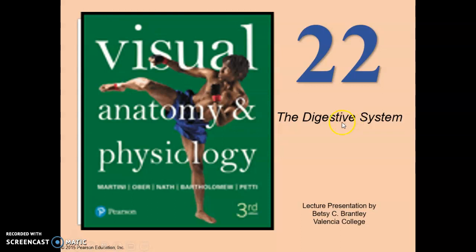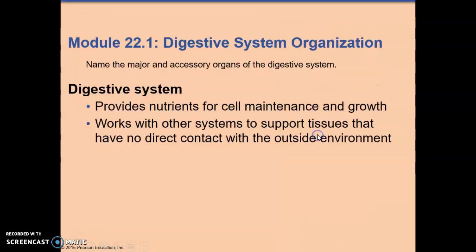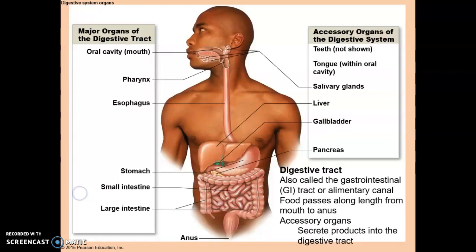Hi, and welcome to Chapter 22, the Digestive System. You need to be able to label all parts of the digestive system as well as the accessory organs. The digestive system will break down all the foods you eat to provide nutrients for the cells, and it works with other systems to support tissues that do not connect with the outside environment.